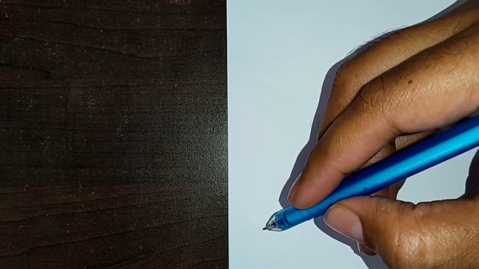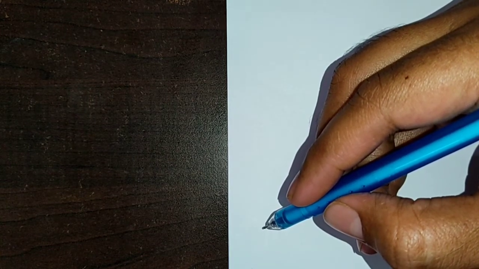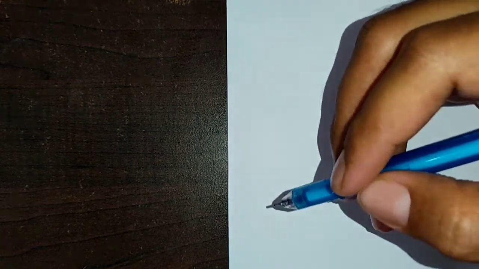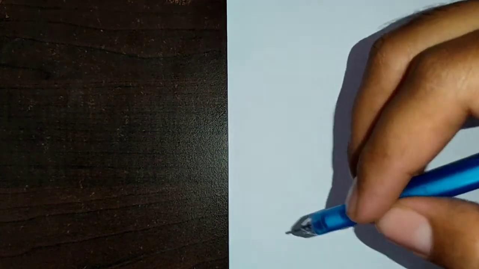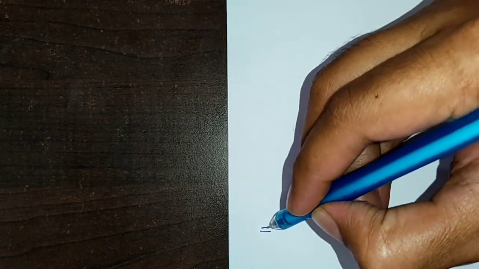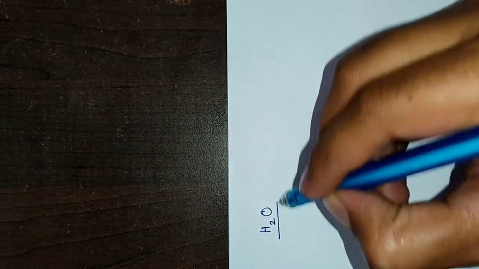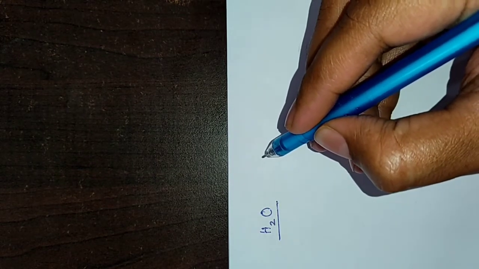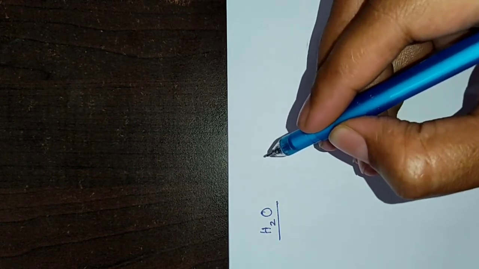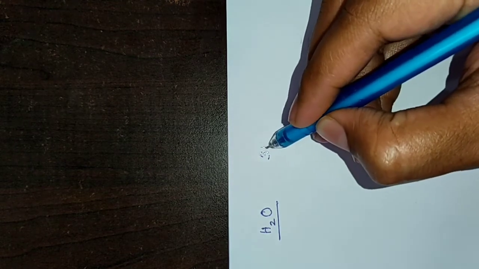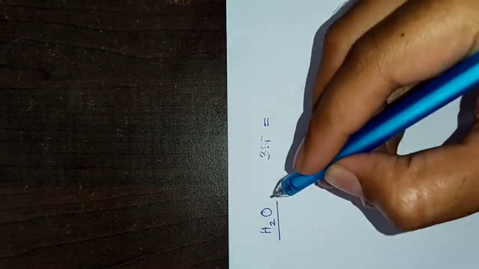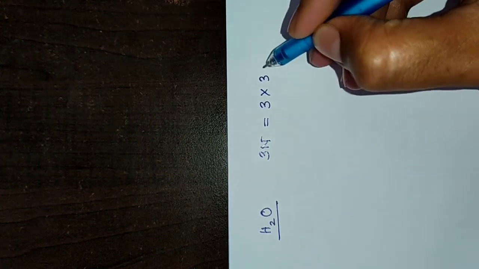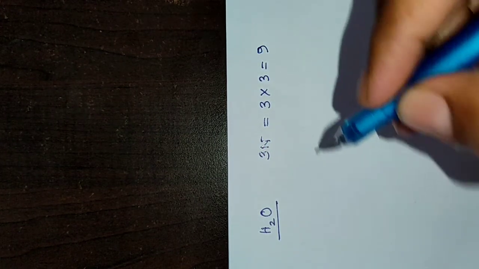I have given you a homework to find the IR active modes of water molecule. This is water, you all know it very well. Now the total number of modes of motion will be 3n. It is a triatomic molecule, so it will be 3 into 3 equals 9.